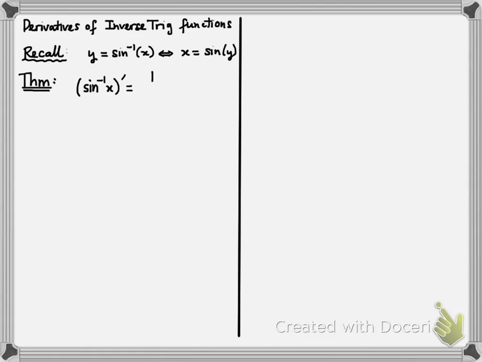So the first formula we have is the derivative of sine inverse of x equals 1 over square root of 1 minus x squared. Normally the domain for x is between negative 1 and 1, but because for the derivative formula we have square root of 1 minus x squared in the bottom, we cannot take the values negative 1 and 1. Therefore, x can only take values between negative 1 and 1, but not including negative 1 and 1.